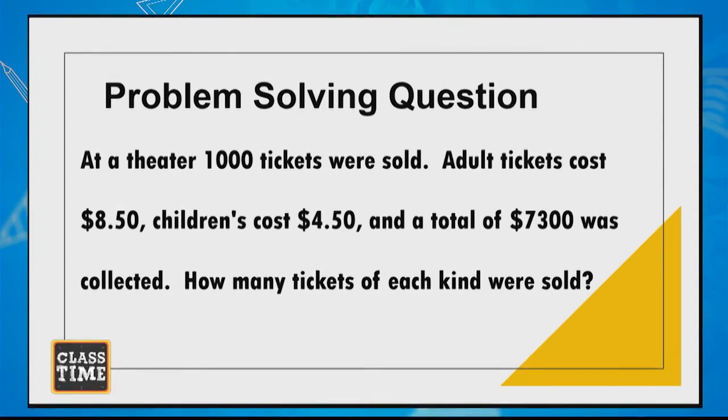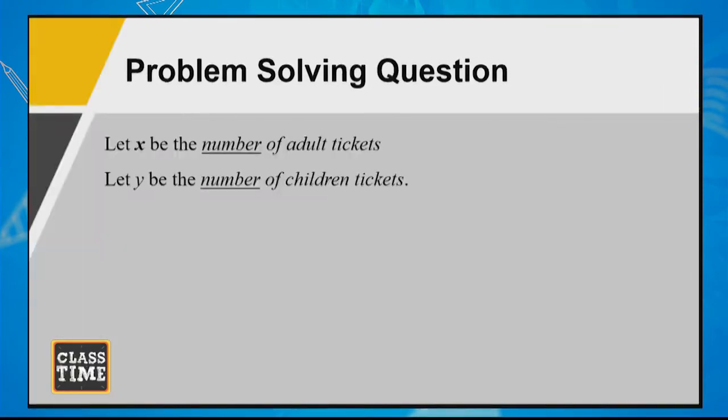So 1,000 tickets were sold. All right, so let X be the number of adult tickets and Y be the number of children tickets. So again, we've assigned values to the unknown quantities that we have.